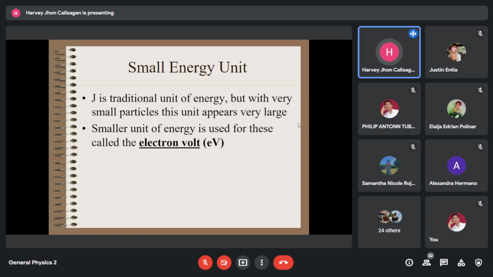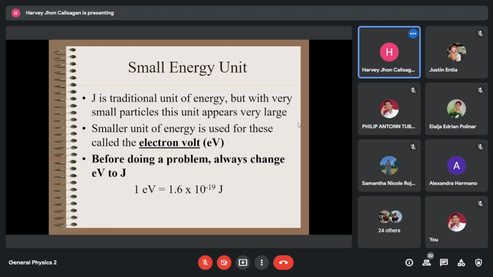So if you have a smaller energy, for example a small unit of energy, then we use the electron volt, since volt is a potential energy as well. So before doing a problem, always change the eV to J. So simple reminder. Remember that 1 electron volt is equal to 1.6 times 10 to the power of negative 19 joules. So that is the value of the amount.